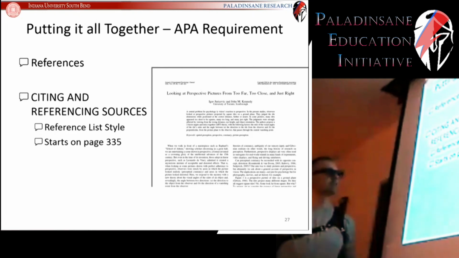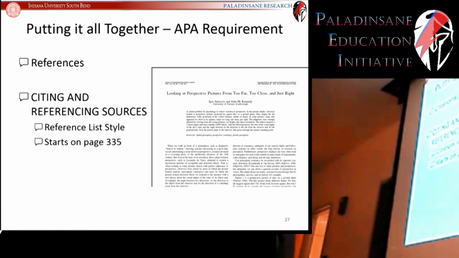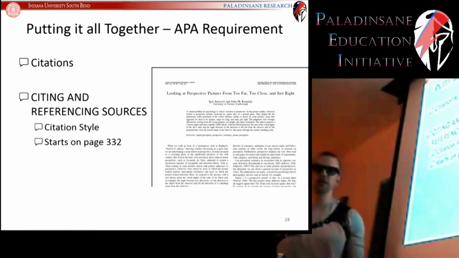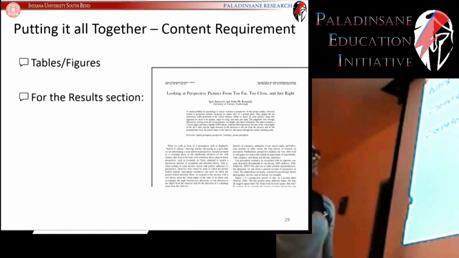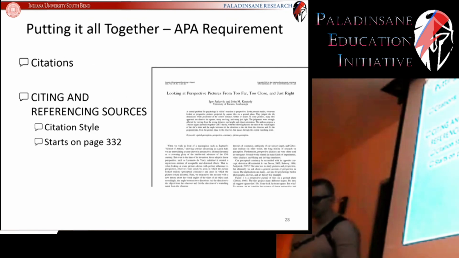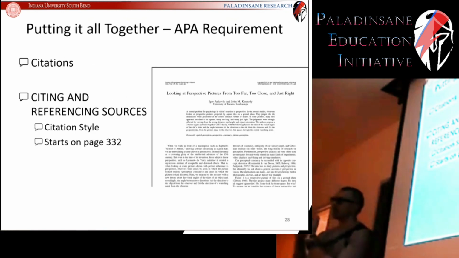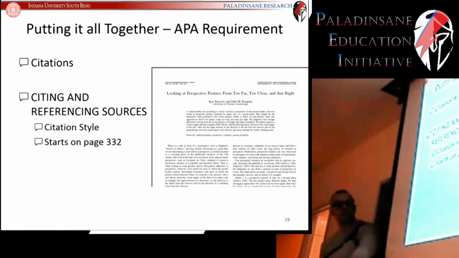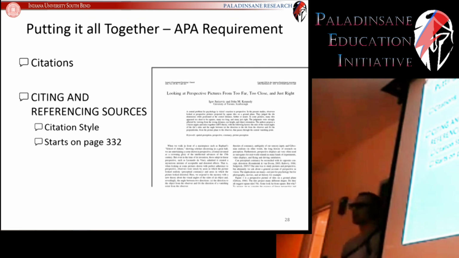So those are the references in your reference list. In terms of citations, that's the flip side of that. Once again, make sure that everything you reference is cited, and everything that you've cited is referenced. And for your citations, you will find the APA guide on how to cite. You can check it out in citation style right there.